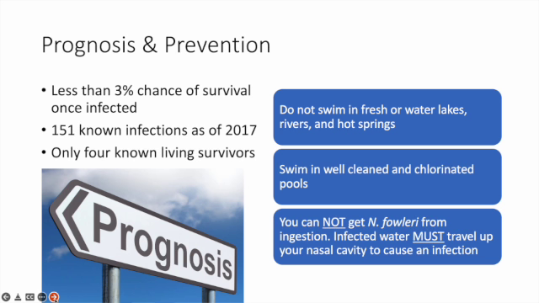So for prognosis and prevention, I mean, there's a high chance of dying. You literally have like a 3% survival chance, out of the 151 known infections as of 2017. There were only 4 known survivors. So the way to prevent this is by not swimming in freshwater lakes, rivers, and hot springs. But you can swim in clean and chlorinated pools.